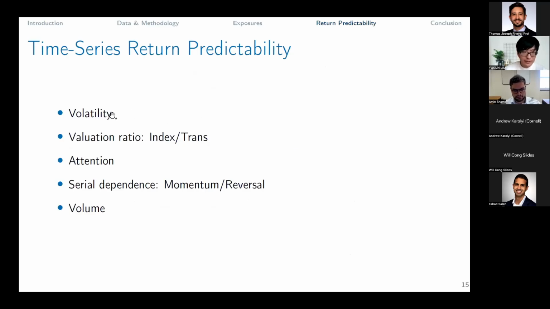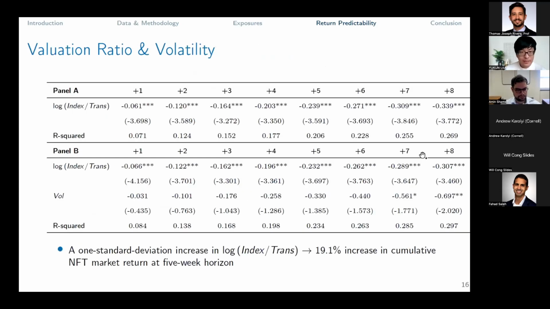In terms of return predictability, I'm going to briefly talk about the time series ones. Essentially, we check a bunch of different things. The most reliable one is the valuation ratio using our index, which is the market price divided by some form of fundamental value, which uses the transaction counts to capture that. You can see that when this ratio is high, the future returns of the NFT market are going to be lower, right? Very much similar to the price to dividend ratio.